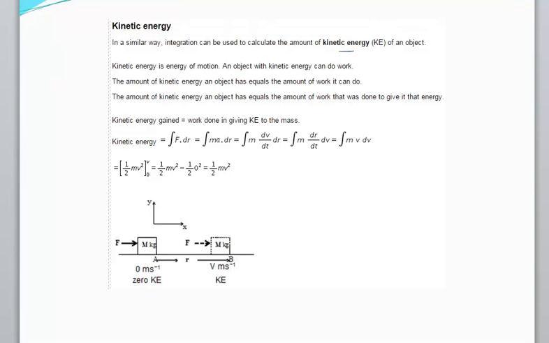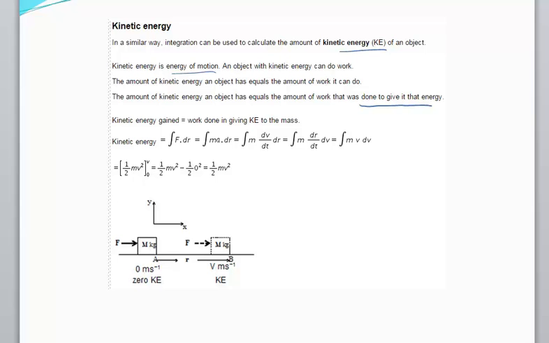So the kinetic energy of an object is an energy of motion. An object with kinetic energy can do work. The amount of kinetic energy an object has equals the amount of work that it can do. The amount of kinetic energy an object has equals the amount of work that was done to it to get that energy. So kinetic energy gained is work done giving kinetic energy to a particular mass.